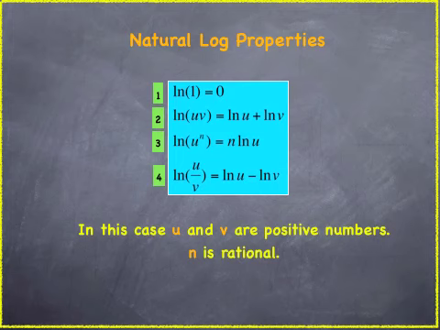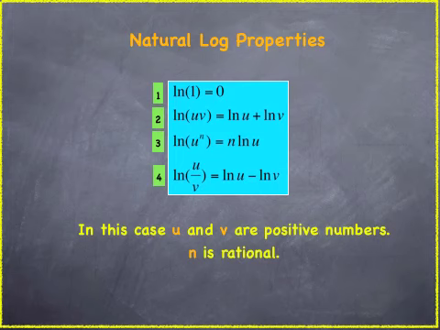In property number 3, this is a great property because what we have is the natural log of u to the n. Well, n is the exponent, and exponents, as you know, can be rather messy. So this property allows us, so long as we have the natural log, to take that exponent and bring it in front of our natural log. So it winds up being n times the natural log of u. And if you notice, the exponent is gone. This is a good thing.